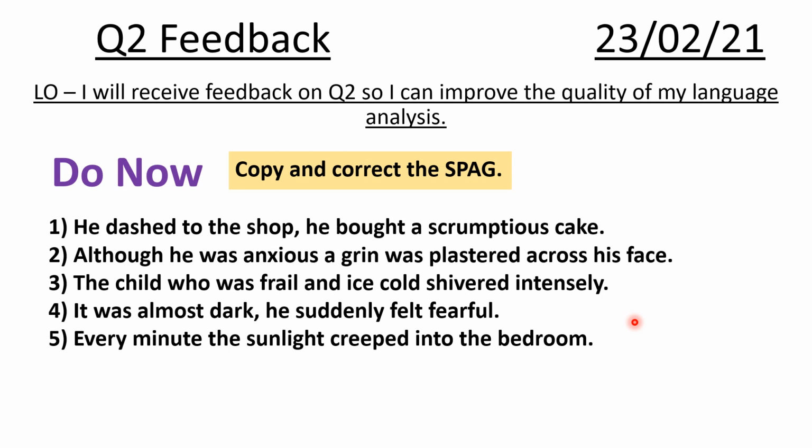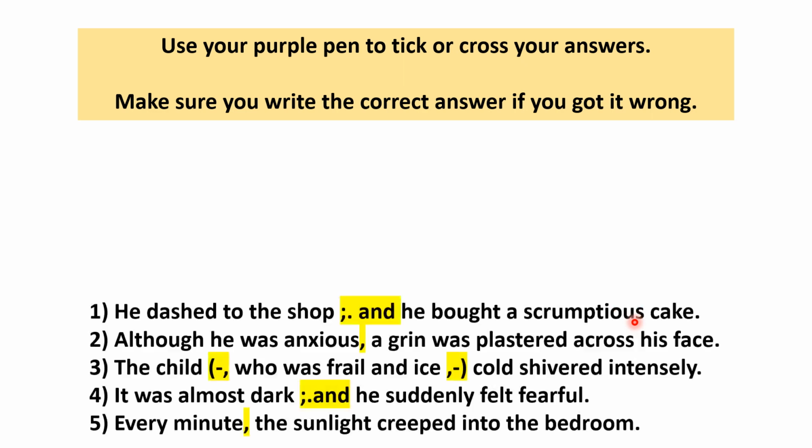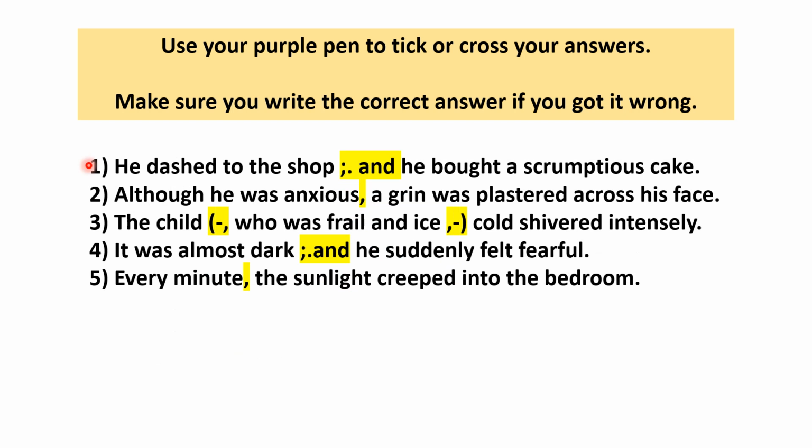Okay, if you're back, that means you're ready to make your purple pen corrections. As always, give it a tick if you got it right. If you got it wrong, just cross it out and write the correct answer, please. So, number 1 is an example of a comma splice, as is number 4. A comma splice is where you join two independent clauses with a comma, and instead we should use a semicolon, a full stop, or a conjunction.